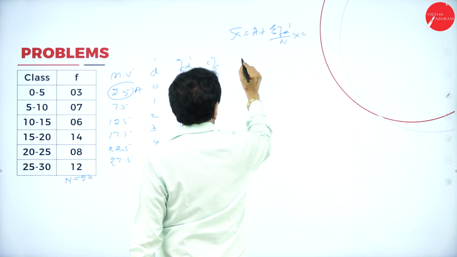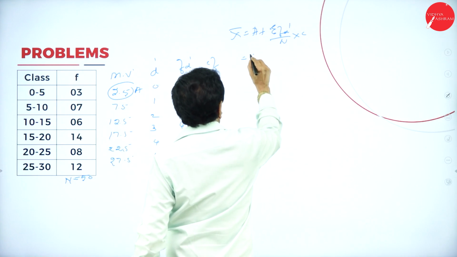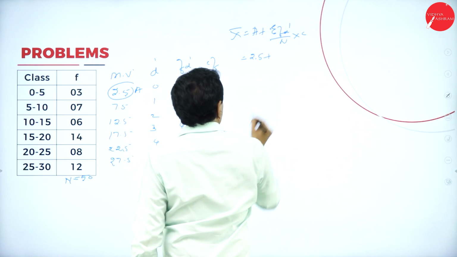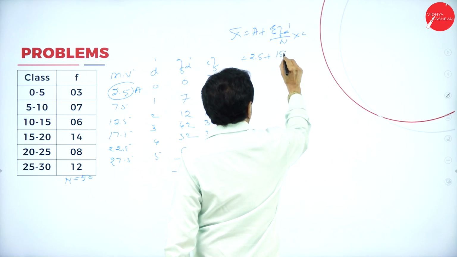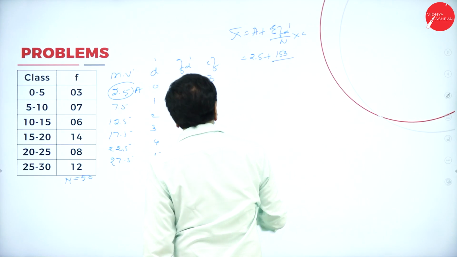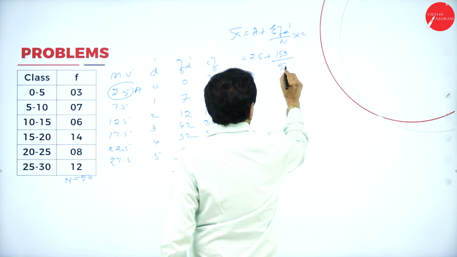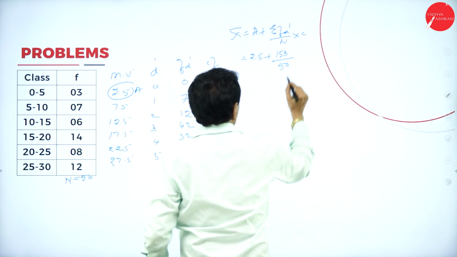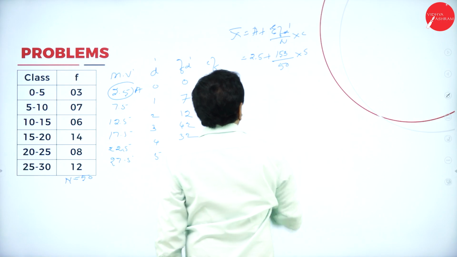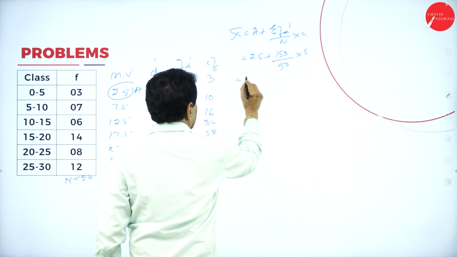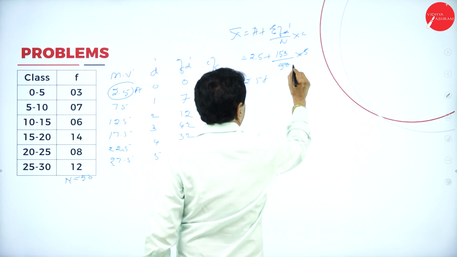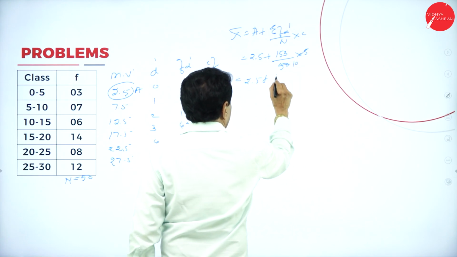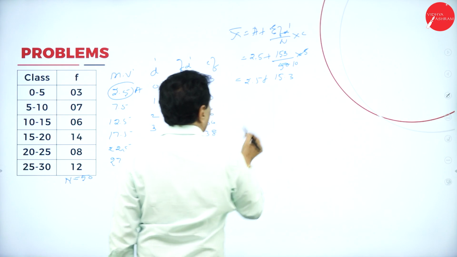I will apply. What's your assumed mean? 2.5 plus sigma ft dash, 153, divided by the number of frequency, 50. Your class interval, 0 to 5, means 5. Simplify this. This is 2.5. 5 tens are 50. 153 by 50 means 15.3. Add the figures.